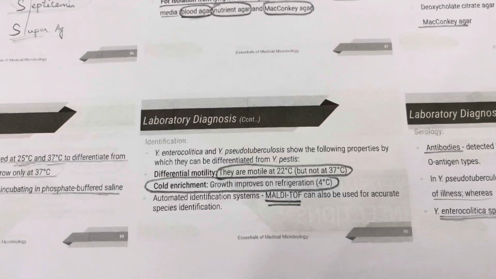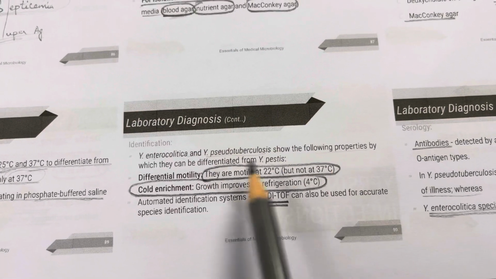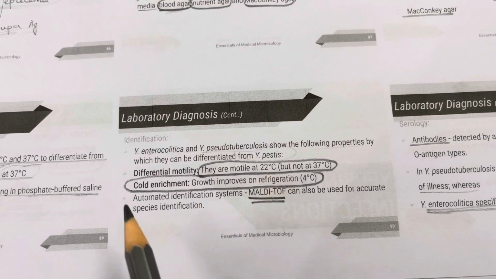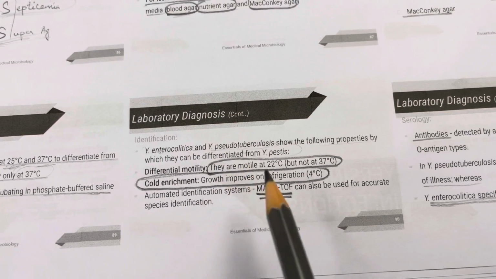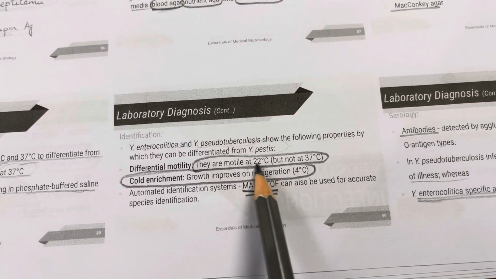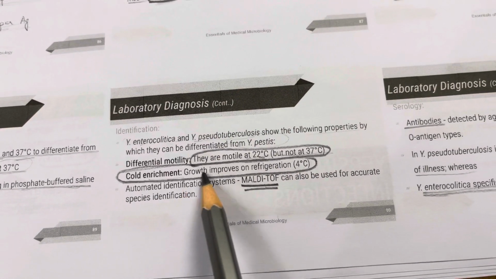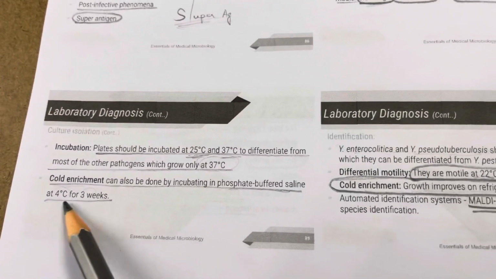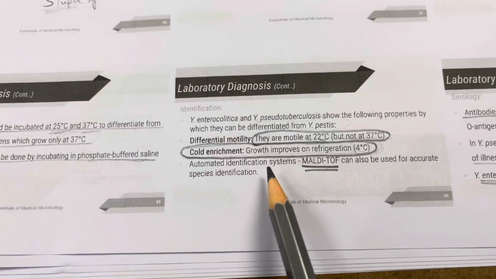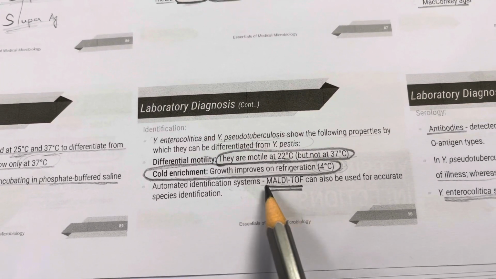Next, Y. enterocolitica and Y. pseudotuberculosis show the following properties by which they can be differentiated from Y. pestis. Differential motility: both these enteropathogenic Yersinia are motile at 22 degrees, colder temperature, but not at 37 degrees. Cold enrichment: growth improves on refrigeration at cold temperatures, 4 degrees Celsius for 3 weeks. Automated identification systems: MALDI-TOF is used for accurate species identification.